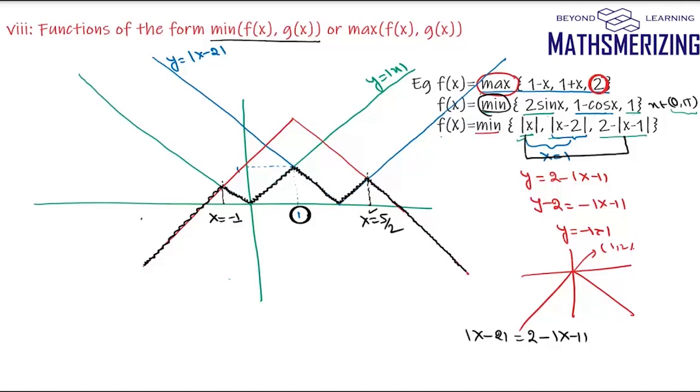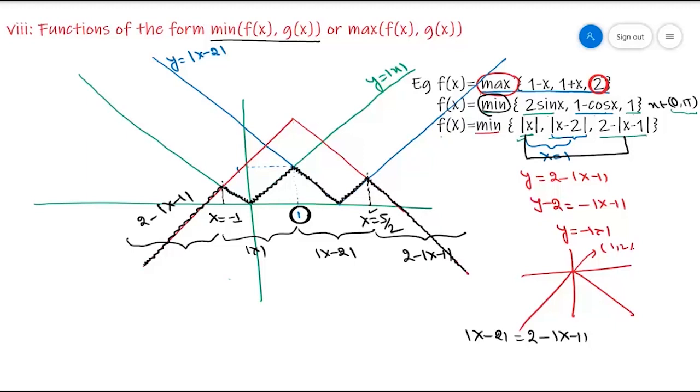So the graph of this function will be 2 minus mod x minus 1 when x is less than minus 1. Between minus 1 and plus 1, this graph is mod x. Between plus 1 and 5 by 2, the graph is mod of x minus 2. And then again, from 5 by 2 to infinity, this graph will be 2 minus mod of x minus 1.